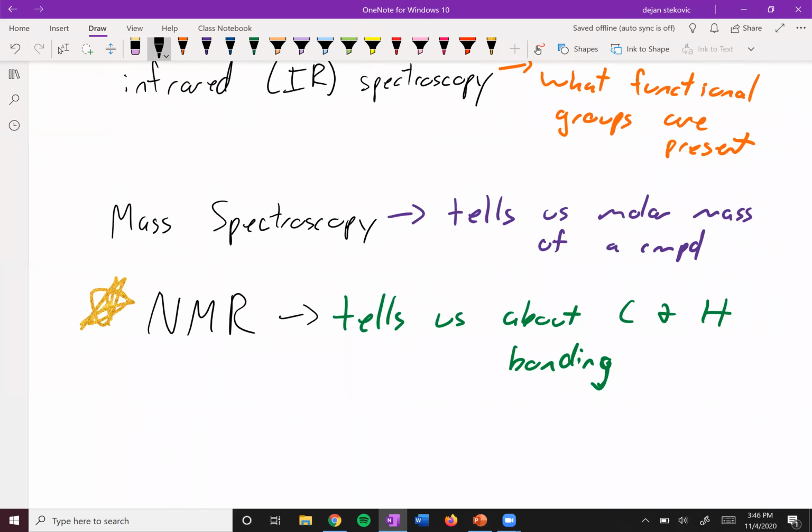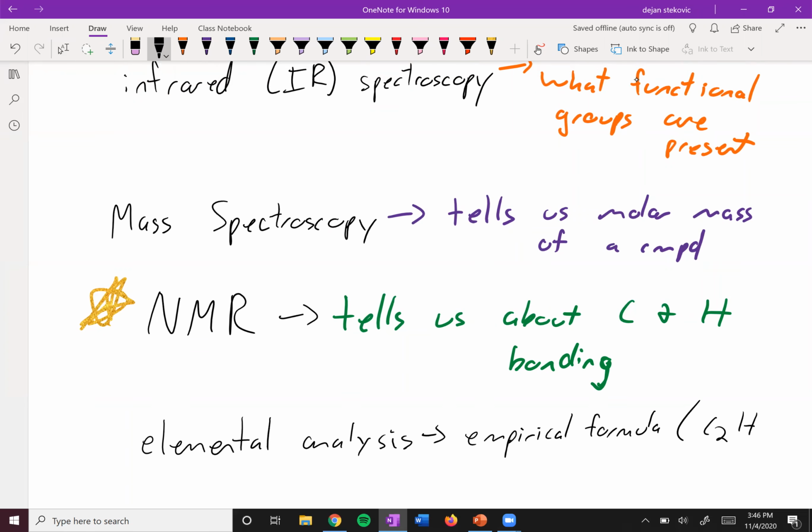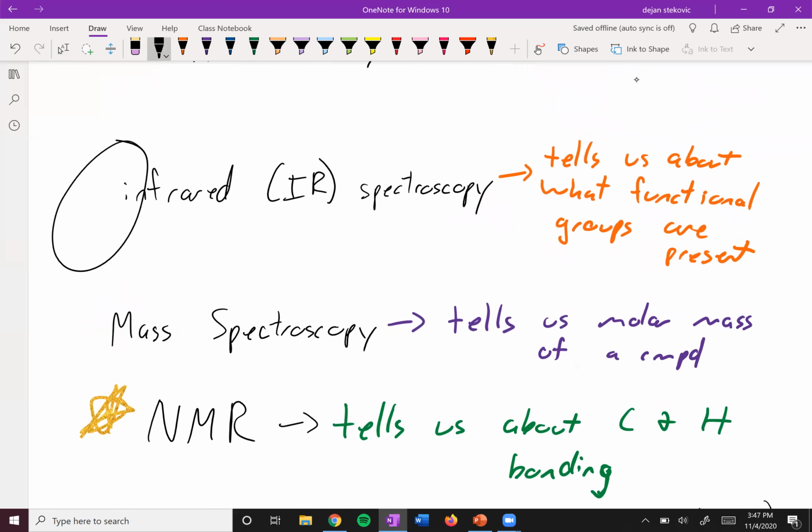And then finally, one we won't talk about, but one that is often used is elemental analysis. So you learned about this back in Gen Chem, but this gives us the empirical formula. So for example, maybe something like C2H3, right? Something like that. So using all these analytical instruments, we can determine the structure of our compounds. And of course, we're going to go ahead and start off with IR spectroscopy.